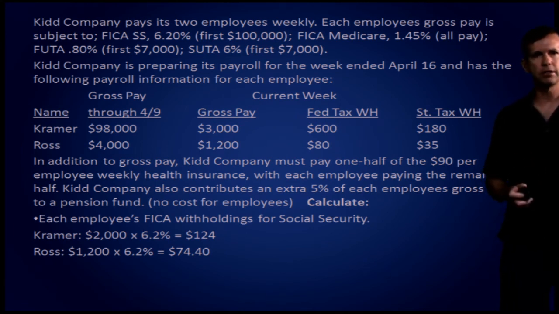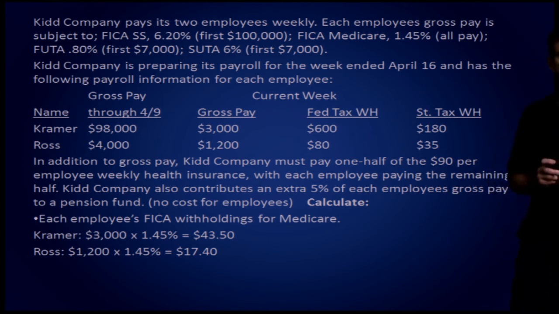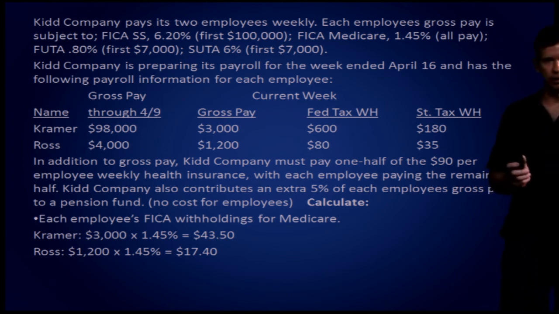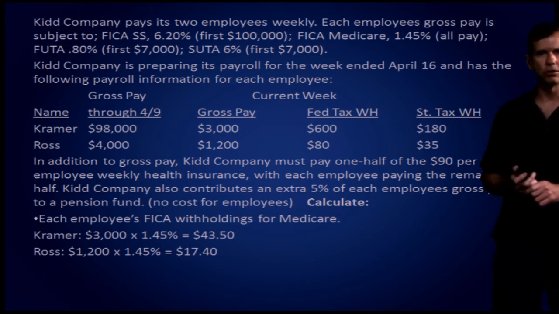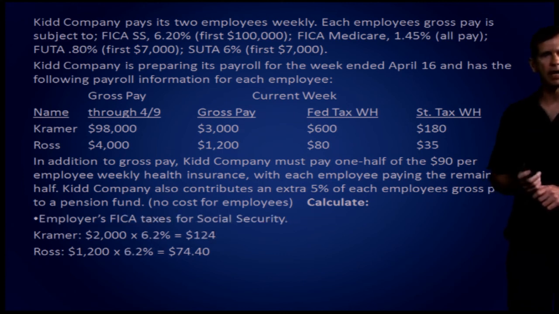All right, let's go to our next thing we want to calculate. Next thing we want to calculate is each employee's FICA withholdings for Medicare. A little bit different here. Medicare has no ceiling. So we took the full $3,000 of Kramer's pay this week times the FICA Medicare rate of 1.45%. And again, Ross, we took the full amount, also $1,200 times 1.45%. Okay, let's look at the next thing we want to calculate.